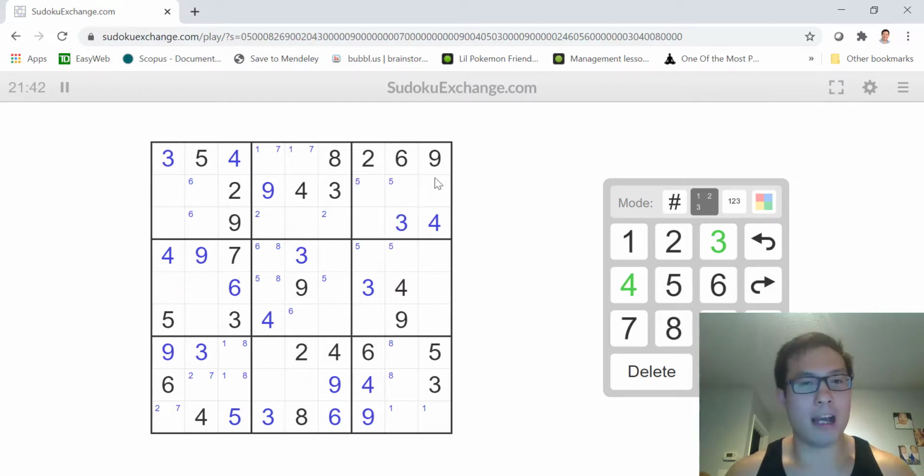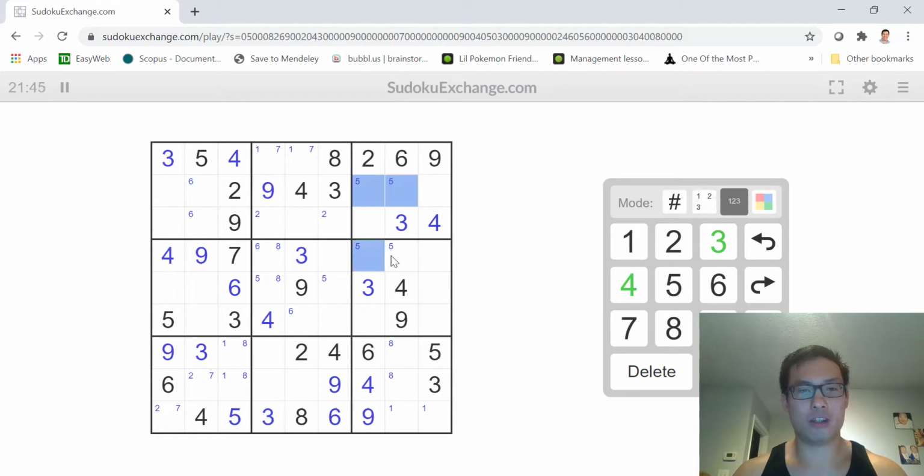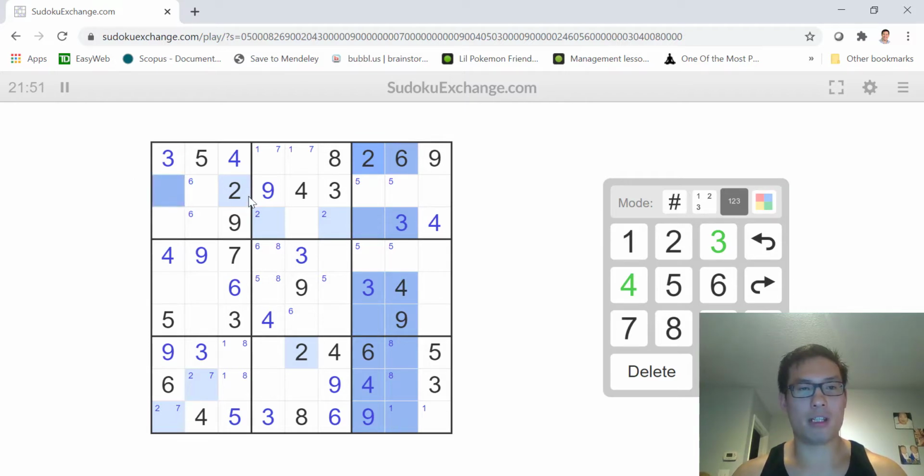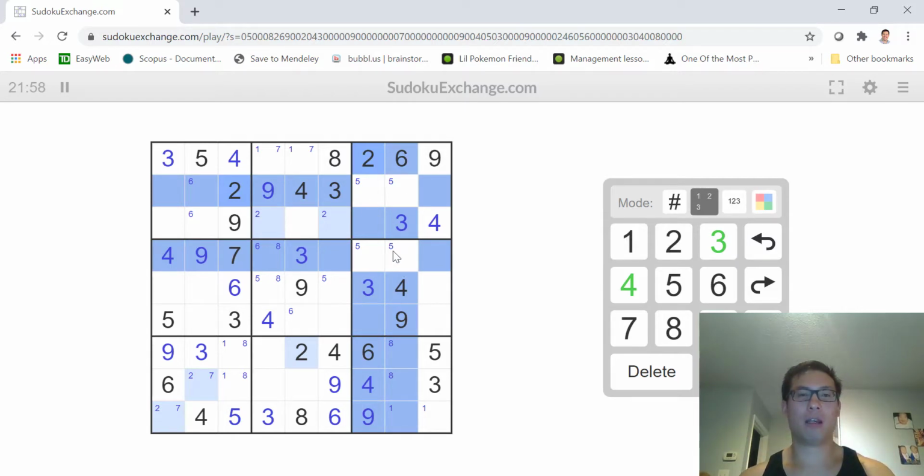The logic behind that basically says 5, besides in these 2 boxes, cannot go anywhere here, here, or here, here, here, or here, and it cannot go along the same rows, because a 5 has to exist in one of these 2 spots. Does that help me in any way, shape, or form? We'll find out.